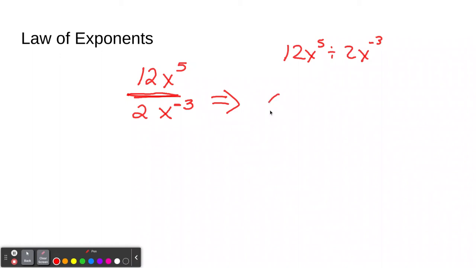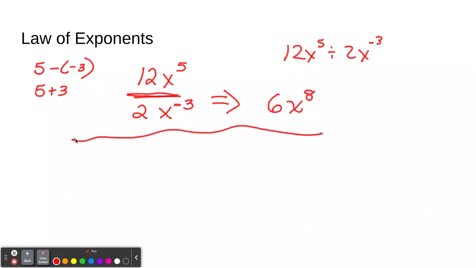So this will be 6, same base. But remember here now, be careful. It's 5 minus -3, which becomes 5 plus 3. Remember, keep change a long time ago? So what do you think this will be? It'll be x to the 8th power. Be careful when you see that minus there, because it's minusing. Keep that in mind. We'll do one more problem.